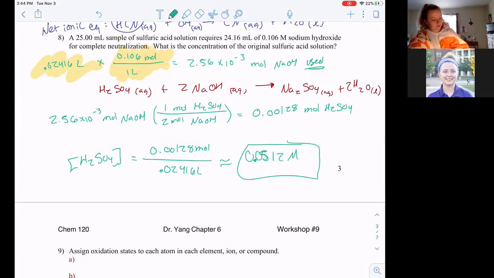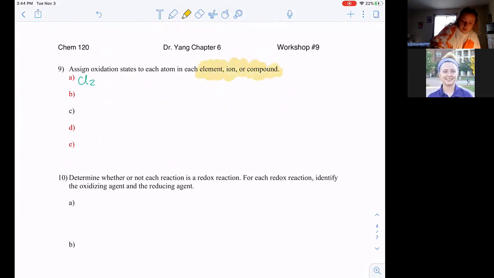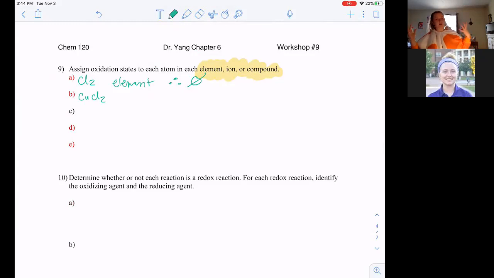Okay, so then we're going to do some amazing oxidation state work. How super cool and fancy. All right, so first thing we have is Cl2. We have to think, is it an element, an ion, or a compound? This is an element, so therefore the oxidation state is 0. So then we have CuCl2, and overall, the charge is 0.